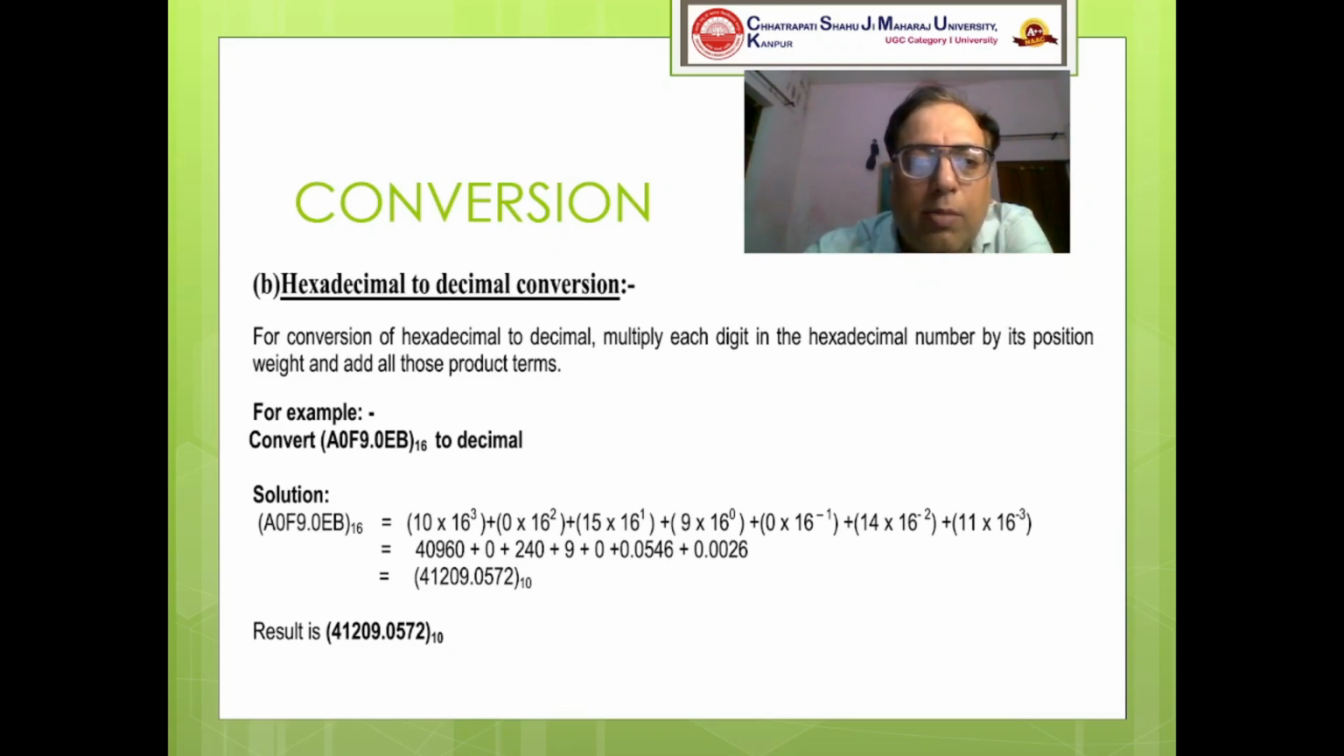Now, hexadecimal to decimal is again simply positional weighting of the hexadecimal number. For example, A0F9.0EB. Now, A is at the fourth position, and A represents 10. So 10 into 16 power 3, 0 into 16 power 2, and 15 into 16 power 1. Just multiply by the positional weight and sum them up. You will get the answer.